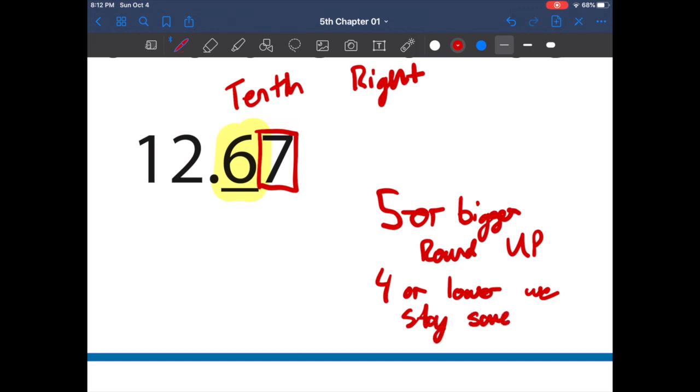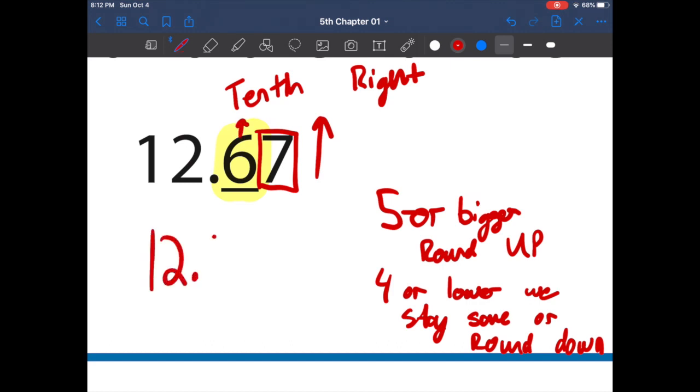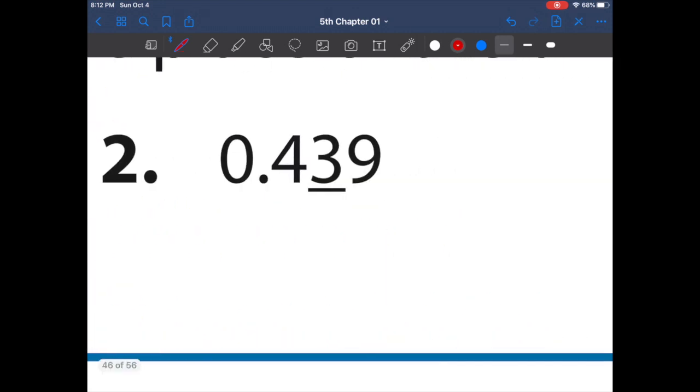Stay the same or round down. Okay, so let's see. Is 7 bigger than 5? Yes, it is. That means we need to round up. So what's the next number after 6? That would be 12.7. All right, let's go on to the next one.